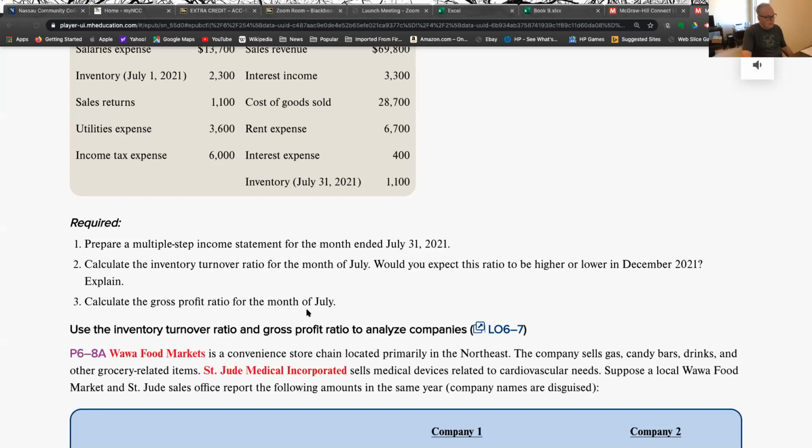And you just got to be careful when you're doing these problems on Connect, because rounding can sometimes be an issue, right? So you need to pay attention to what they tell you to do with rounding.